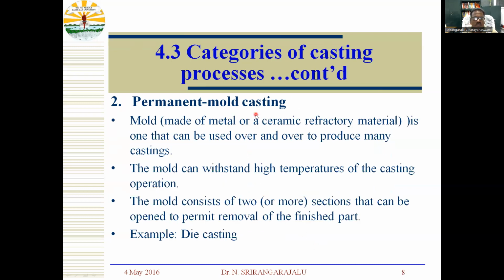Permanent mold casting: the mold is made of metal or ceramic refractory materials and can be used over and over to produce many castings. The mold can withstand the high temperatures of the casting operation. The mold consists of two or more sections that can be opened to permit removal of the finished parts. An example is the die casting method.